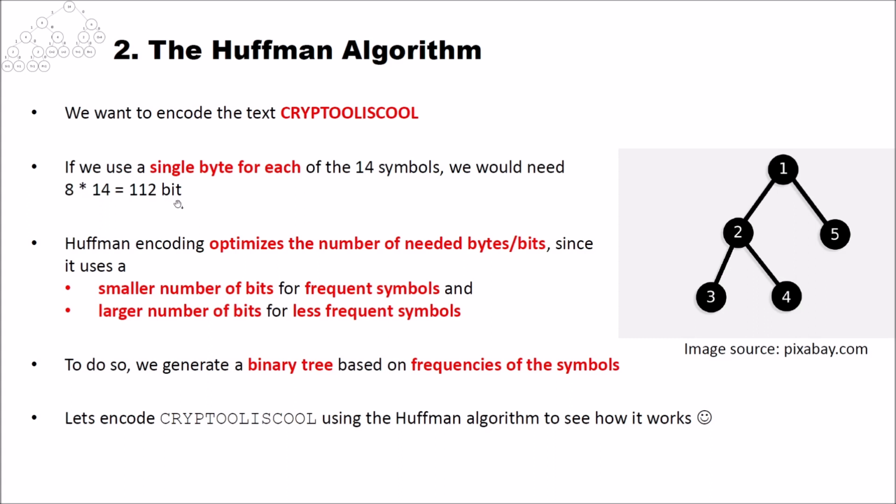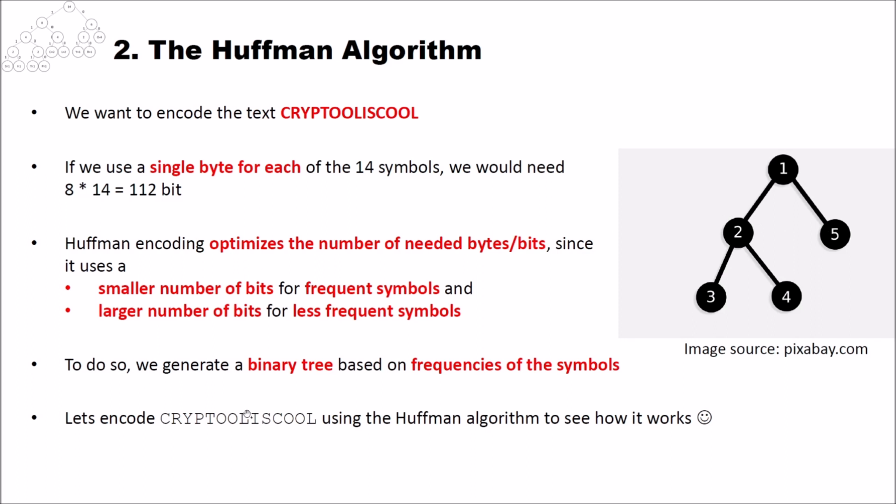Huffman encoding optimizes the number of needed bytes and bits, since it uses a smaller number of bits for frequent symbols and a larger number of bits for less frequent symbols. To do so, we generate a binary tree based on frequencies of the symbols. A binary tree is a tree whose nodes always connect to at most 2 other nodes.